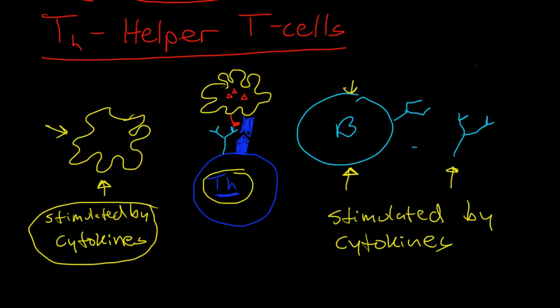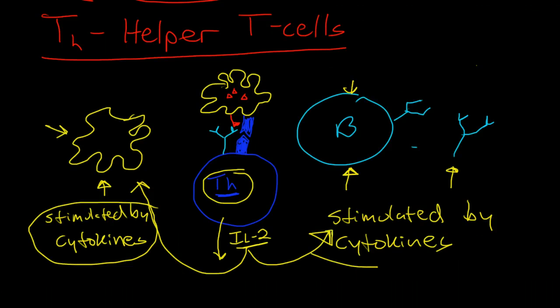Now what happens when it's activated is it starts cranking out cytokines. Interleukin 2 is probably the most important. So what does interleukin 2 do? It stimulates macrophages to become much more active, it stimulates B cells to actively divide and proliferate, and it stimulates plasma cells to crank out immunoglobulins.